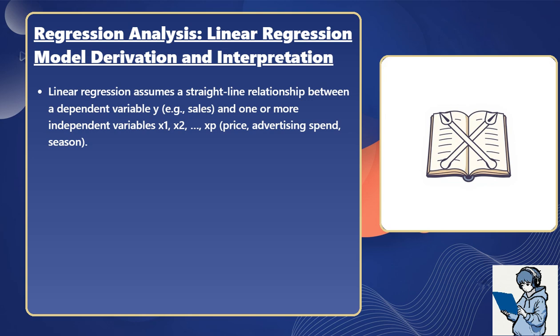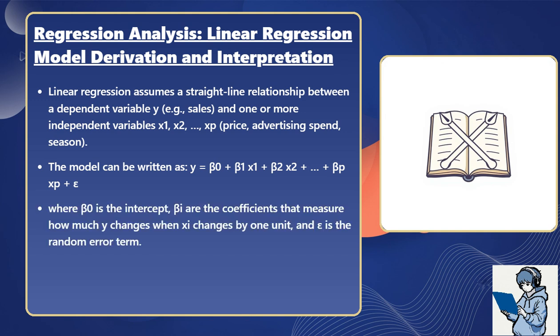Linear regression assumes a straight-line relationship between a dependent variable y, for example sales, and one or more independent variables x1, x2, xp, such as price, advertising spend, or season. The model can be written as y equals beta 0 plus beta 1 times x1 plus beta 2 times x2 plus ... plus beta p times xp plus epsilon, where beta 0 is the intercept, beta i are the coefficients that measure how much y changes when xi changes by 1 unit, and epsilon is the random error term.